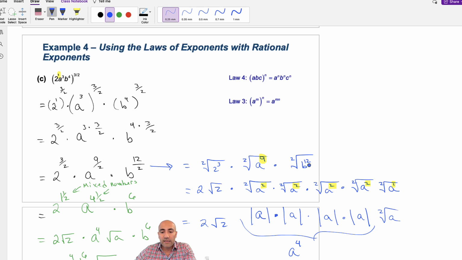That's going to result in, just like over here, 6 copies of the square root of b squared, and that results in the absolute value of b. But we're going to have 6 of them. And again, 6 of them means that they're going to be even. So that's why this just simplifies to b to the 6th power.